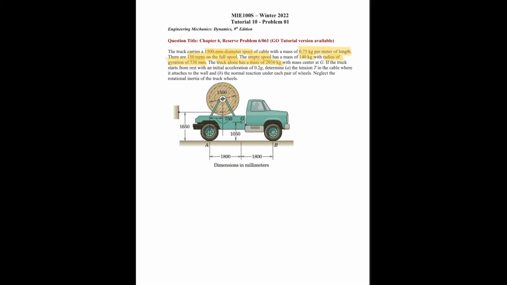So if the truck starts from rest with an initial acceleration of 0.2 multiplied by the acceleration of gravity, determine A, the tension T in the cable where it attaches to the wall, and B, the normal reaction under each pair of wheels. Neglect the rotational inertia of the truck wheels. Okay, so that's a lot of information to take in and digest. So, as usual, we'll start with our knowns.